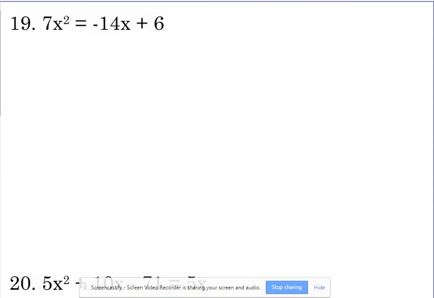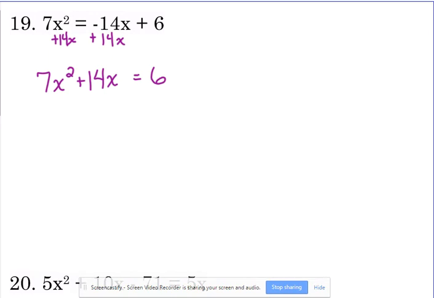All right, let's look at number 19. 7x squared is equal to negative 14x plus 6. So in this case, we don't have to move the constant. We need to move our linear term. Sorry, totally blanked on what that's called there. Okay, so add the 14x so that it's on the same side. 7x squared plus 14x is equal to 6.